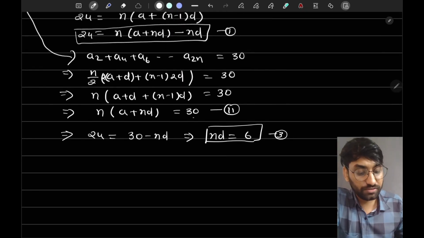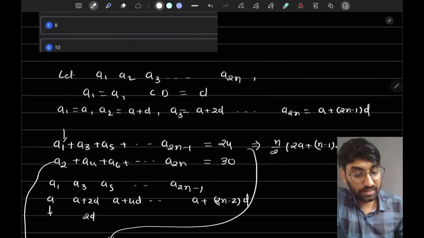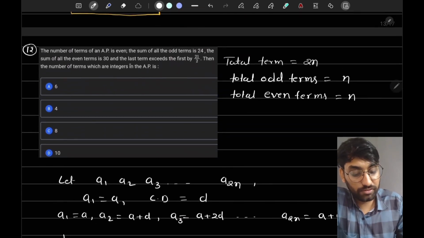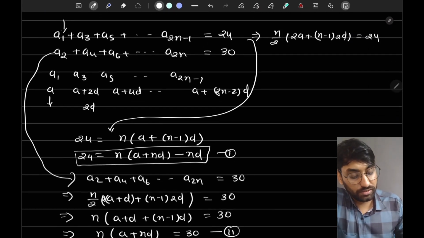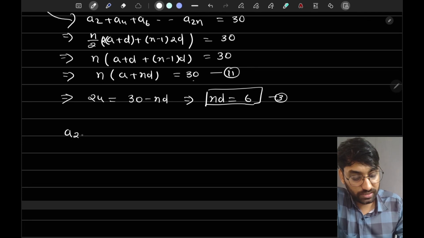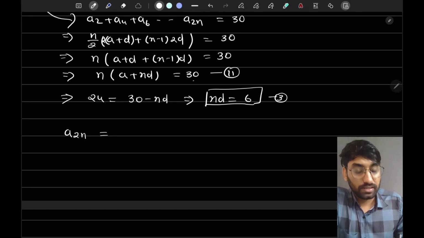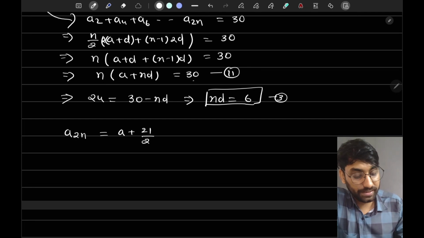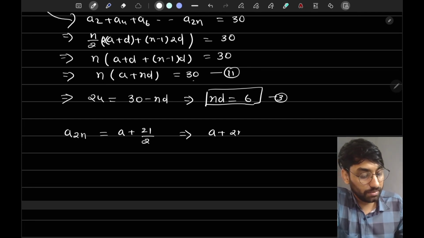Now let's see further. What other information have they given? The last term exceeds the first term by 21 and a half, that is, 21 by 2. It means the last term here is nothing but a_2n, which is a plus 21 by 2. So a_2n we can directly find, which is a plus (2n minus 1) times d, equal to a plus 21 by 2.